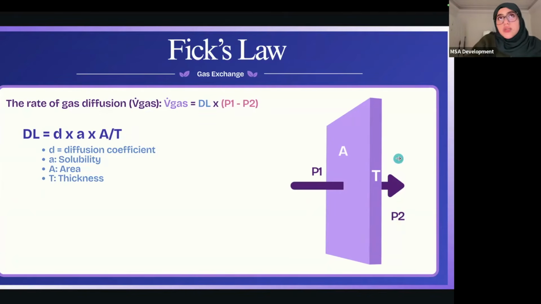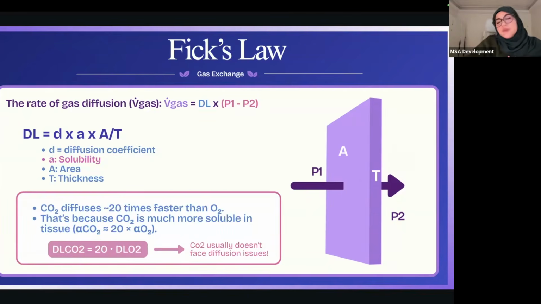Okay. So the interesting thing is that CO2 can diffuse 20 times better than oxygen, 20 times. It's because it has one of the characteristics, solubility. It's 20 times more soluble than oxygen. And so CO2 never has a diffusion issue.